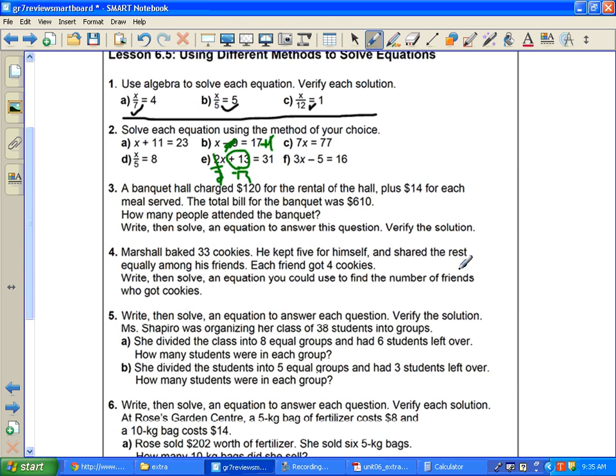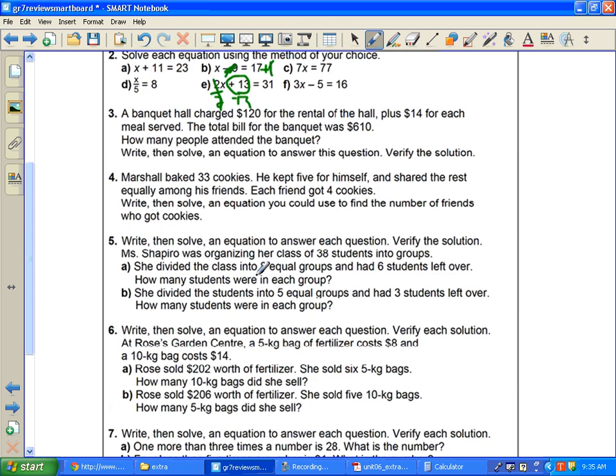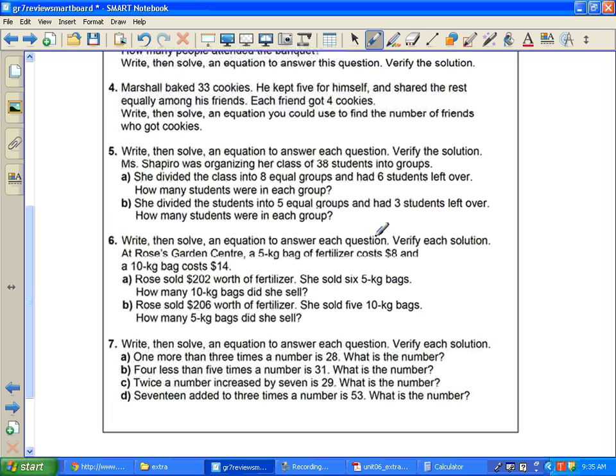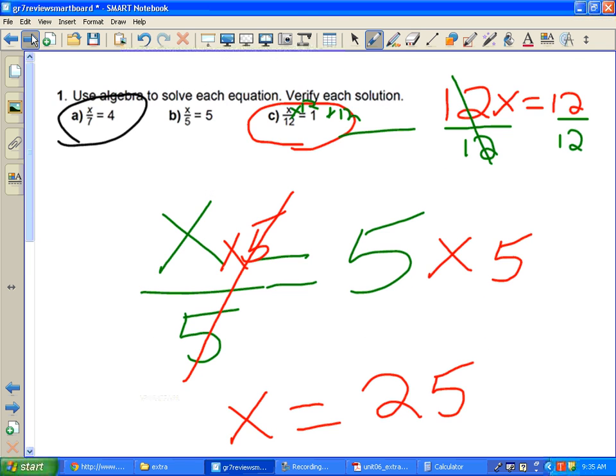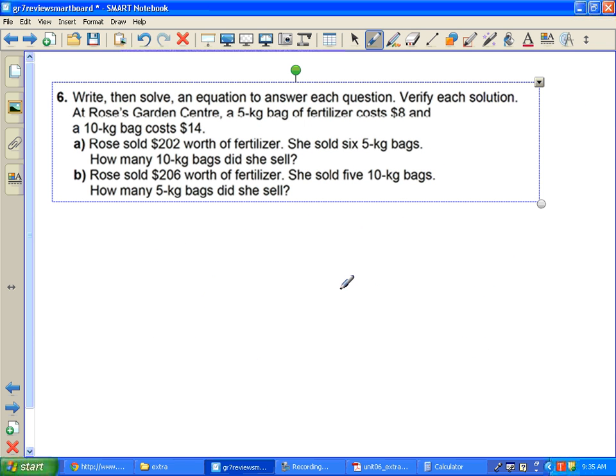Okay, so they're all pretty much done the same. You've got to determine what the equation is for them and then solve the problem. So I'm going to do one more. I'm going to do number 6. Number 6 says, write and then solve an equation to answer each question, then of course verify. So it's the same thing every time.